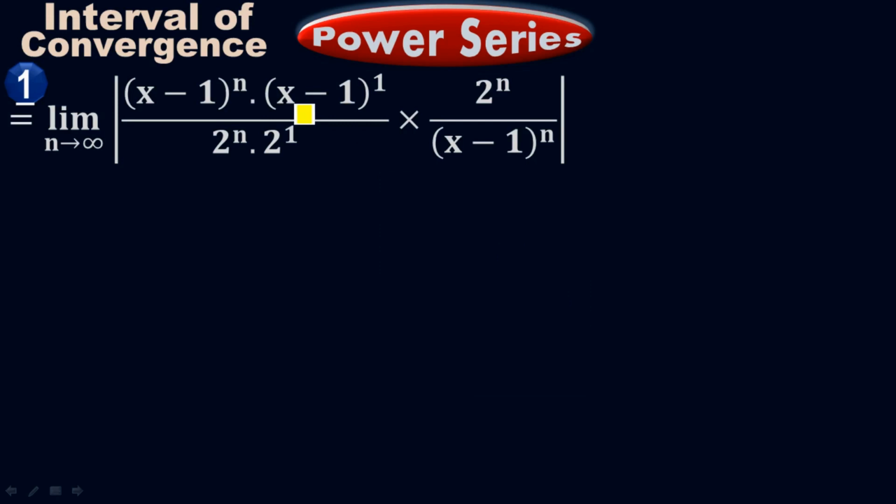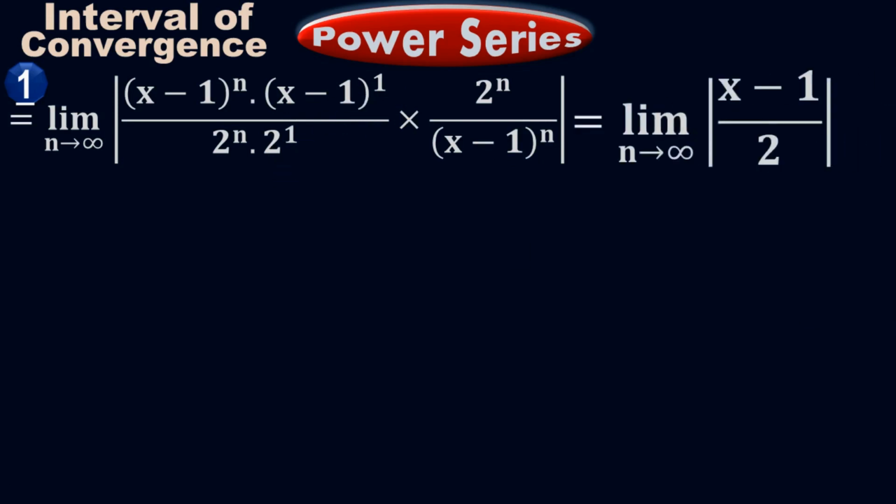Now, can I cancel (x minus 1) to the n with the (x minus 1) to the n in the denominator? Yes, we can cancel them out. Similarly, can I cancel 2 to the n with the 2 to the n in the denominator? Yes. Cancel 2 to the n with the 2 to the n, and (x minus 1) to the whole n with the (x minus 1) to the whole n. And the thing that I'm left with is x minus 1 over 2, because (x minus 1) to the whole 1 is x minus 1 and 2 to the 1 is 2. So ultimately I'm left with the modulus of x minus 1 all over 2, where n approaches infinity.